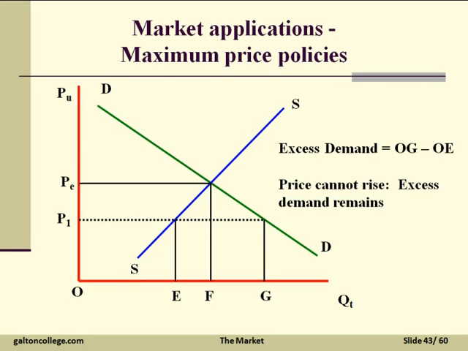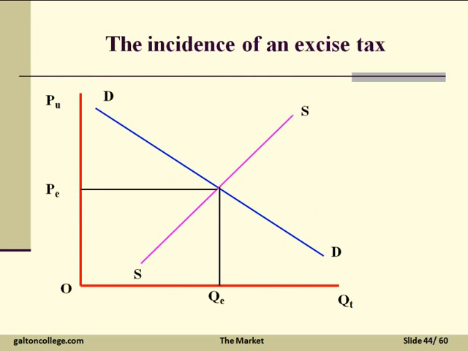So even though the official price is fixed at P1, there might be an unofficial price, a market price, not condoned by the government perhaps, but one emerged nonetheless, of PE. So the government policy there may not have been effective.